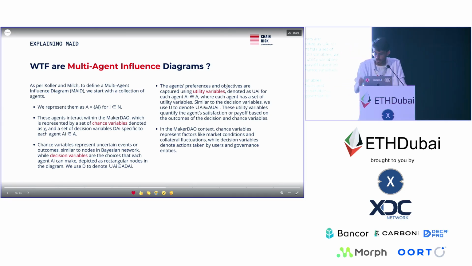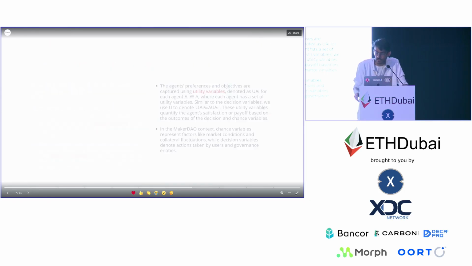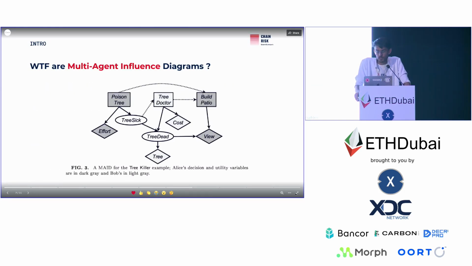I'll share this deck with all of you. I'll have a conversation with Patrick after this to share it, so that you can dive into the major mathematics part of it. But let's deep dive into multi-agent influence diagrams with an example. What does a multi-agent influence diagram look like?